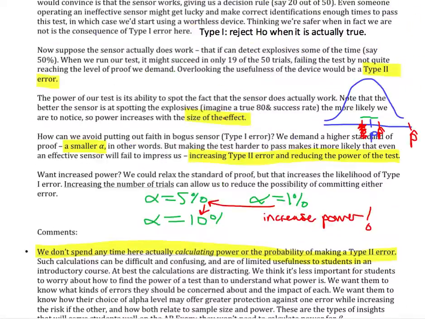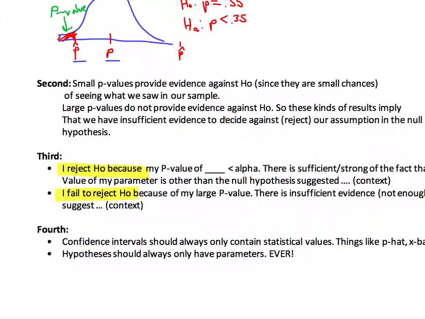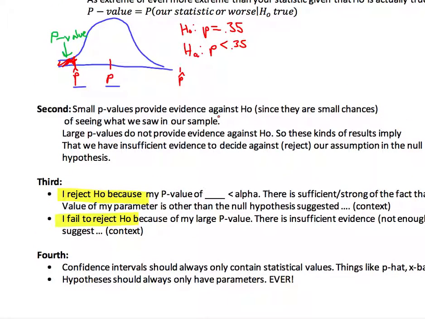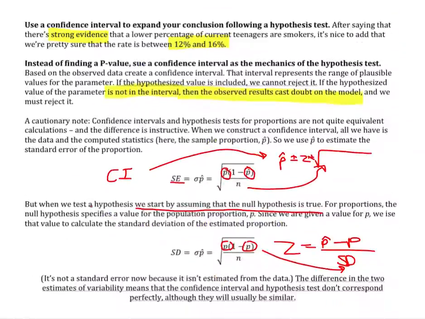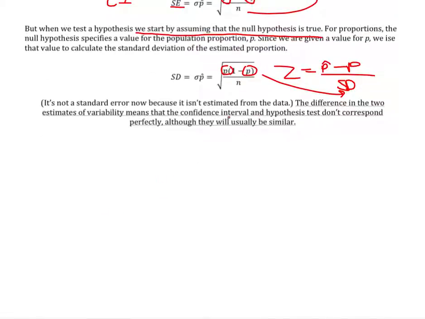I think this matches up very, very well with what we saw in the last video at the very beginning, this fourth note. Confidence intervals should only contain statistical values, things like p-hat. Hypotheses should only contain parameters. That also applies to the mechanics of a confidence interval or the mechanics of a hypothesis test. So I think that's really key here. Those are, of course, going to be pretty similar in most cases, but if your effect size is really large, there can start to creep in some differences that will mess your results up.